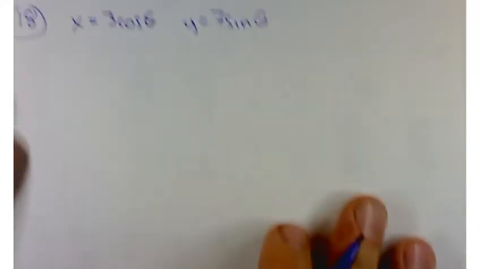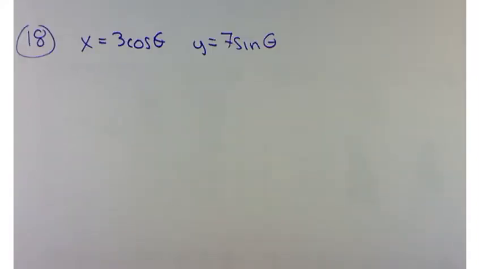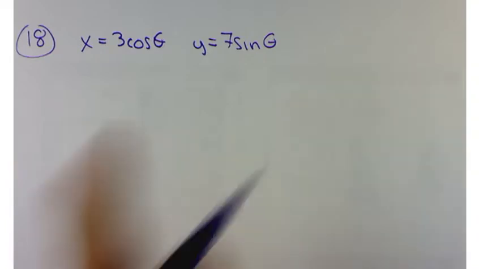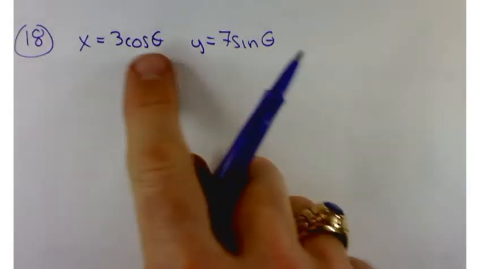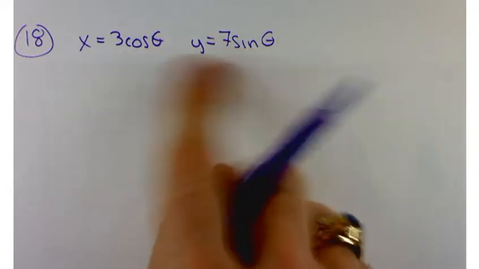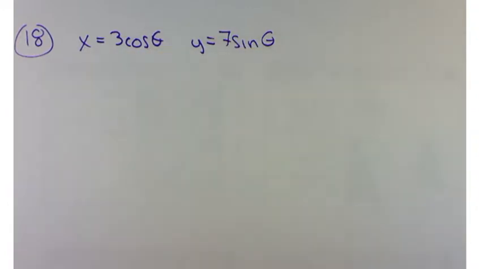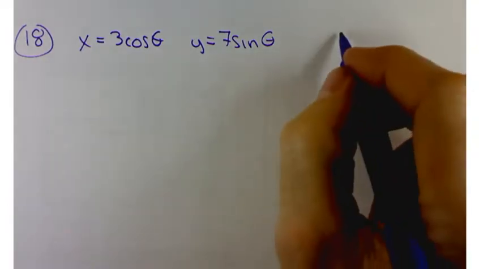X equals 3 cosine of theta, and y equals 7 times the sine of theta. Start out by trying to graph this. Now, they've got a theta there. You can use t when you plug it into your graphing calculator. You're going to have to come up with some values to vary theta over. Now, if you're working with sine and cosine, what would be some good values or good range for theta? From what to what? Yeah, 0 to 2 pi.